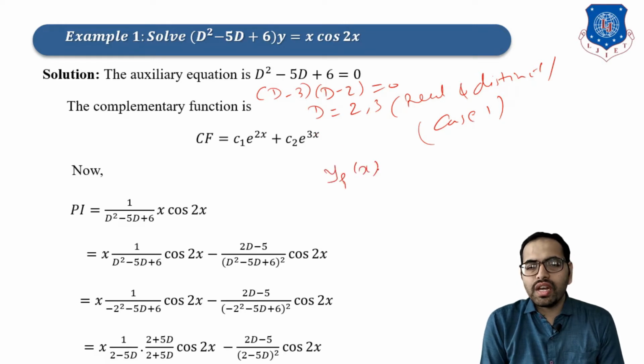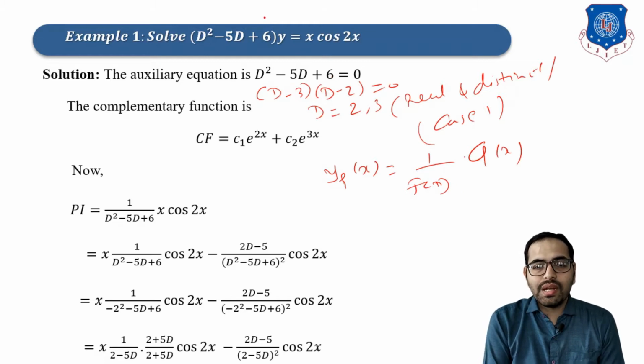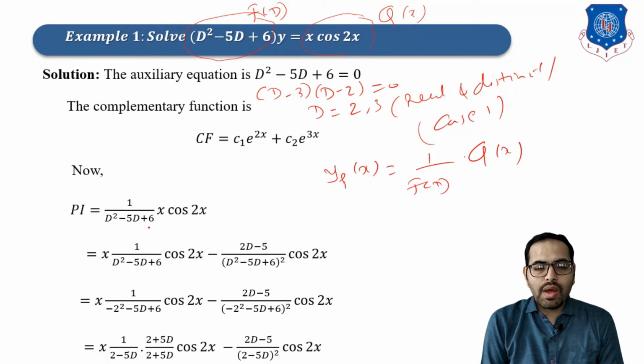Whenever we find the particular integral, we have the formula yp of x equal to 1 upon f of D into Q of x, where 1 upon f of D is D square minus 5D plus 6, that term indicated by f of D, and Q of x is what the equation equals. Now substituting the values of f of D and Q of x, that is 1 upon D square minus 5D plus 6 into x cos 2x. Here we apply case 5 of the shortcut method.